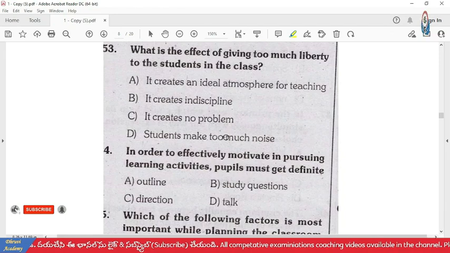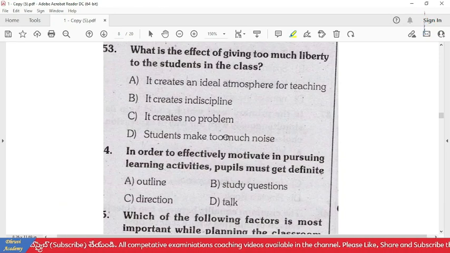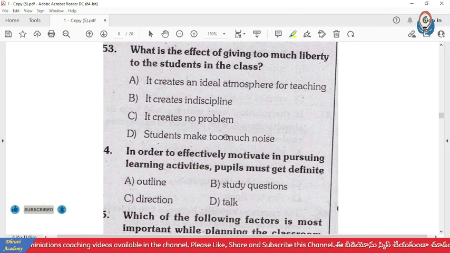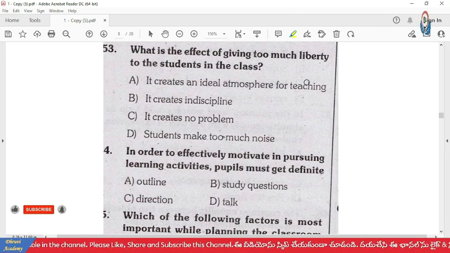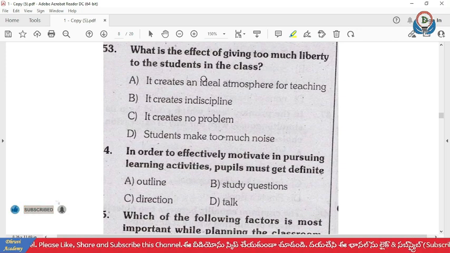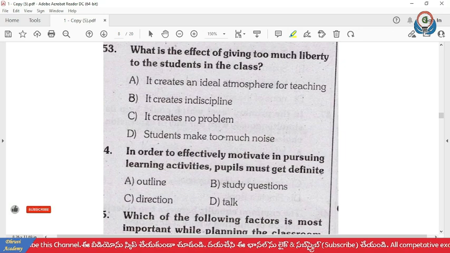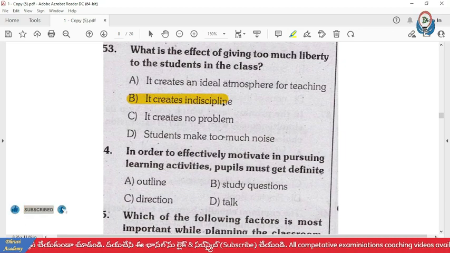What is the effect of giving too much liberty to the student in the class? A. It creates an ideal atmosphere for teaching. B. It creates indiscipline. C. It creates no problem. D. Students make too much noise. Which is the right answer? Giving too much liberty to the student in the class creates indiscipline in the class. This is the right answer.